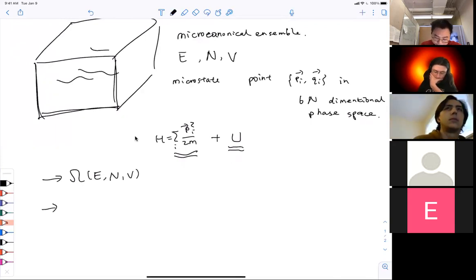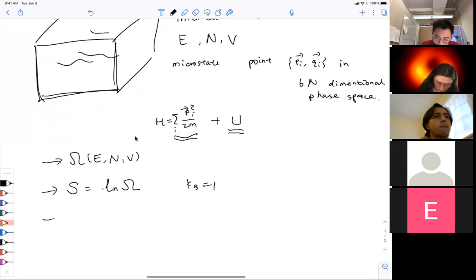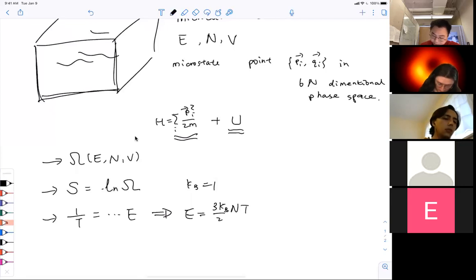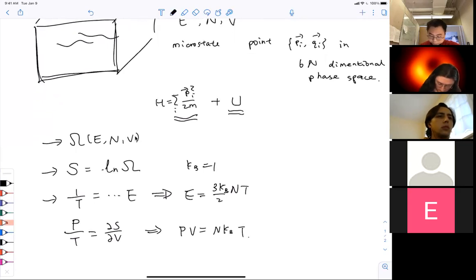Once we have this, we know the entropy, right? The entropy is given by k_B times the log of this omega. I also set this k_B to be 1. And once we have this entropy, we can calculate the temperature dependence on the energy. This eventually gives us E equal to this, and we can also calculate P divided by T by taking this partial derivative. This would eventually give us PV equal to N k_B T. So that's what we would like to do.